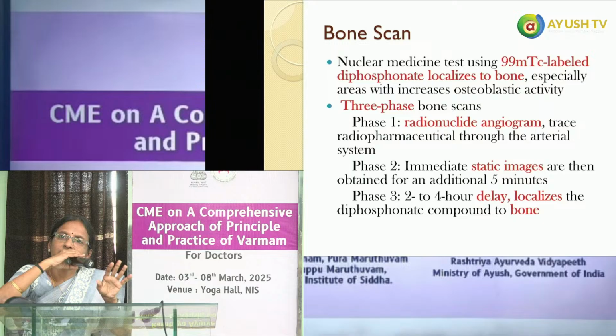ஃபர்ஸ்ட் இஸ் கால்ட் அஸ் த ரேடியோ நியூக்ளியைட் ஆஞ்சியோகிராம். ஸோ பிளட் வெசல்ஸ்ல பிக் பண்ணியிருக்கும் போது ஆர்டீரியல் சிஸ்டம்ல இந்த ரேடியோ ட்ரேசர் பாஸ் பண்ணும்போது எடுக்கிறது will be the first scan. And then we will do immediate static images for the additional 5 minutes. Next 5 minutes is static images. And then ஒரு 2 hour delay அப்புறம் இந்த tracer ஃபுல்லா போய் போன்ஸ்ல லோக்கலைஸ் ஆனதுக்கு அப்புறம் we will do the third phase scan.